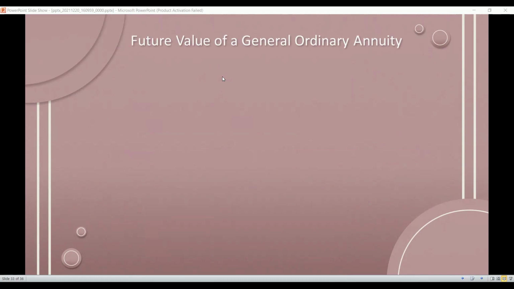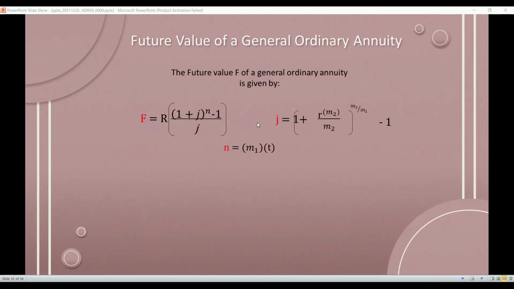Future value of a general ordinary annuity. The future value F of a general ordinary annuity is given by F equals R times quantity 1 plus j raised to n minus 1, all over j. So dito sa general ordinary annuity, mahalaga na hanapin natin ang j bago natin ma-solve ang ating missing or unknown quantities or variables. So, pag gusto natin masagot ang ating F or future value, kailangan muna natin hanapin ang j. And ito ang formula niya.